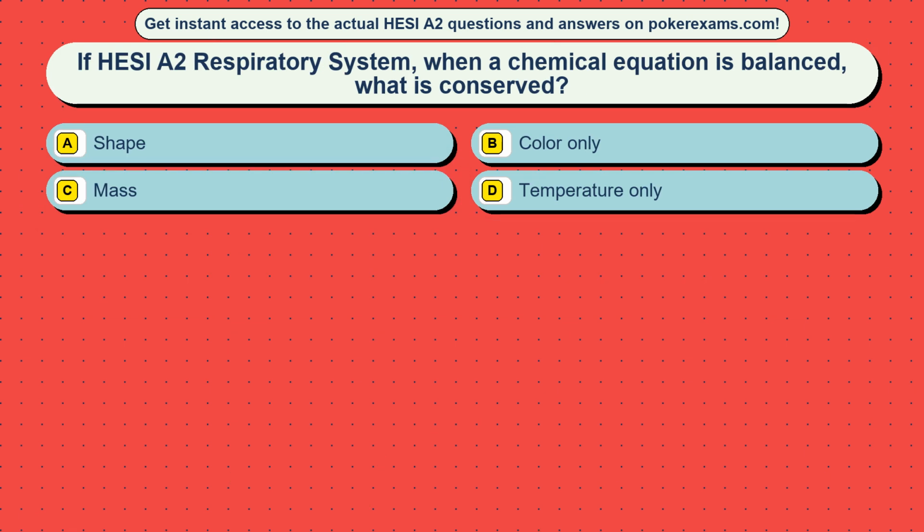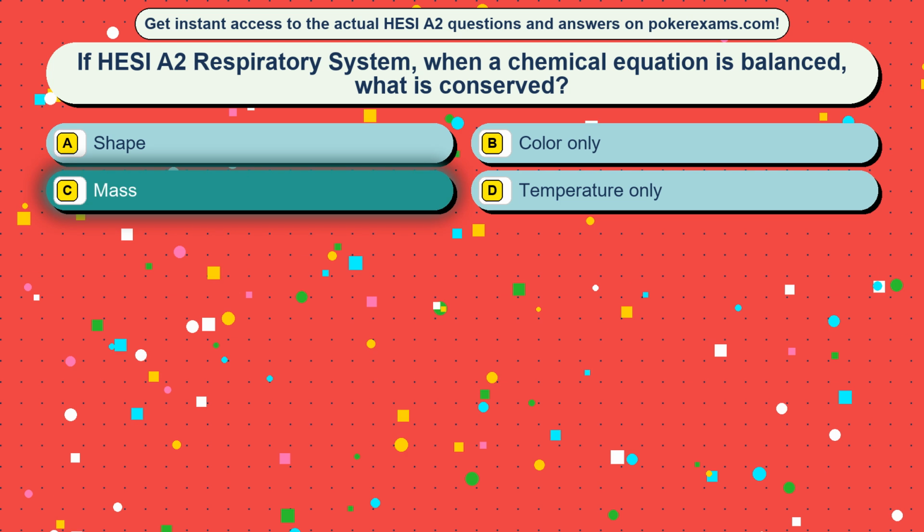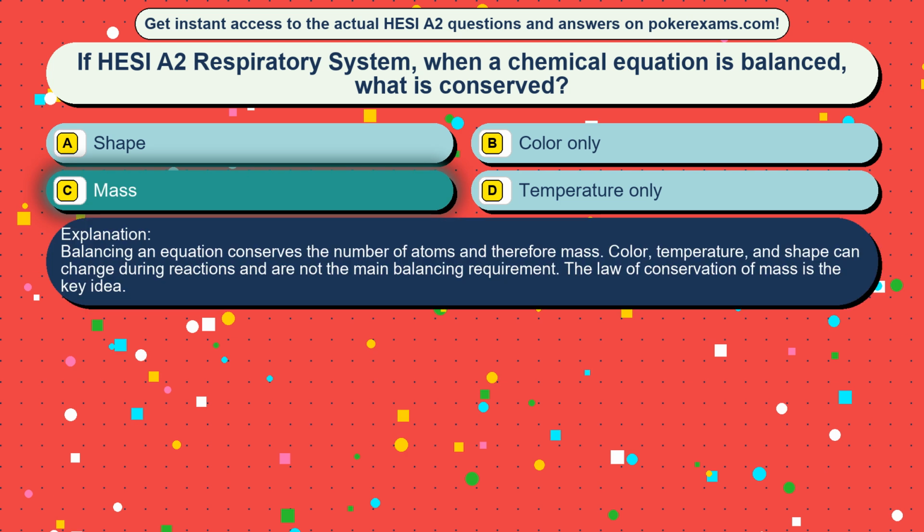Question 20. If HESI A2 respiratory system, when a chemical equation is balanced, what is conserved? Option A, shape. Option B, color only. Option C, mass. Option D, temperature only. The correct answer is option C, mass. Balancing an equation conserves the number of atoms and therefore mass. Color, temperature, and shape can change during reactions and are not the main balancing requirement. The law of conservation of mass is the key idea.